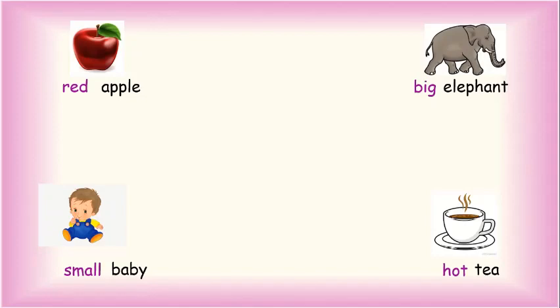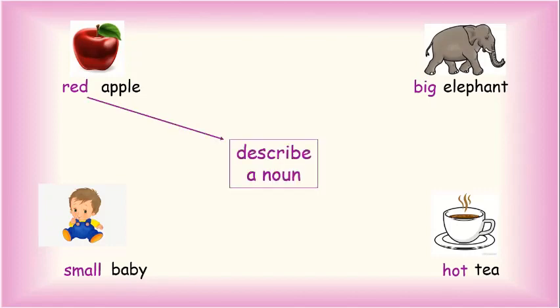So here, apple, elephant, baby, and tea are nouns. And the words red, big, small, and hot, they all tell us more about the nouns. Or we can say they describe a noun. So red, big, small, and hot are the words that describe a noun.